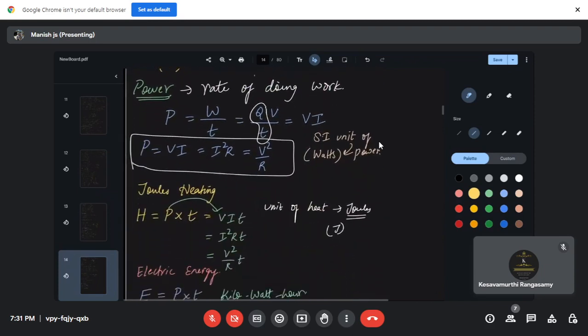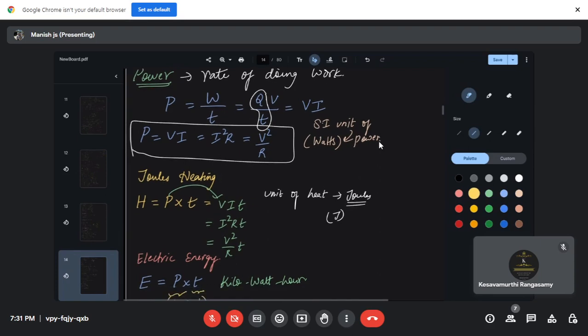And then moving on to power. Power is defined as the rate of doing work. There are different formulas for power. Three formulas are there. It can be written as a product of potential difference and current, which is VI. It can also be written as the square of current times resistance, that is I square R. It can also be expressed as the square of potential difference upon resistance, which is V square upon R. So there are three different formulas for power, and the SI unit for power is watts.